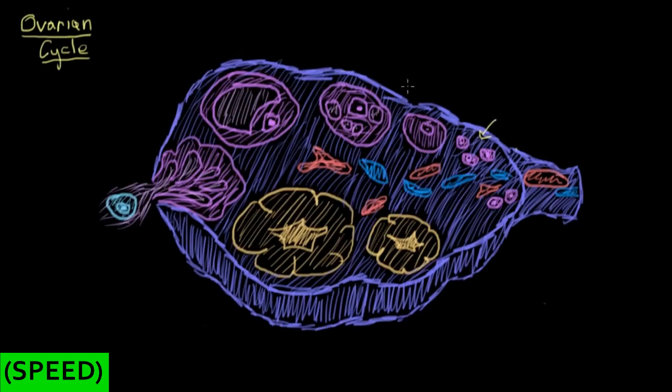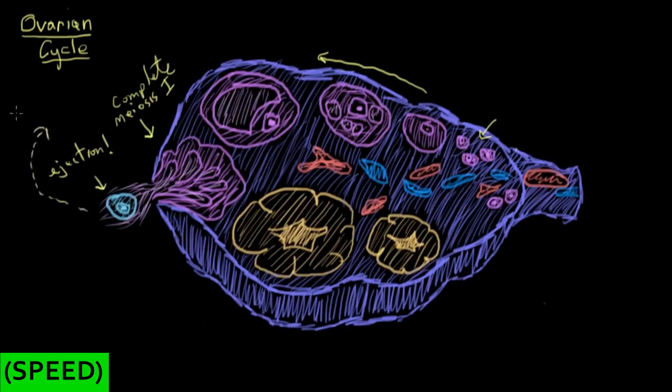Basically, the primary oocytes that are destined to be ovulated will develop in the ovaries, complete meiosis 1 just before ovulation, and then they'll be ejected out of the ovary as a secondary oocyte to be picked up by the fimbriae and swept into the uterine tube to hope for fertilization. So let's start from the beginning.